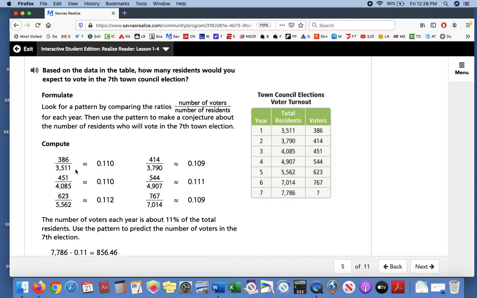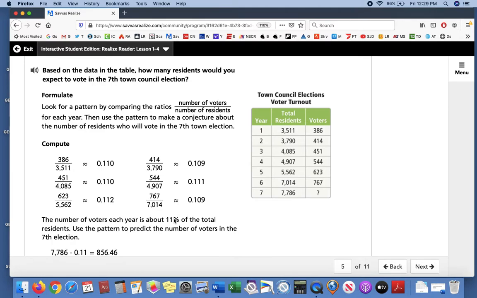386 people voted out of the 3,500 people in the town. 451 voters out of the 4,000. I'm rounding here. Here are the numbers they got: 0.110, 0.110, 0.112, 0.109, 0.111, 0.109. And you could take those all up and average those 6 numbers. It's going to come out to about 11%. If you just look at the first 2 digits, 11, 11, 11, they all round to 11.